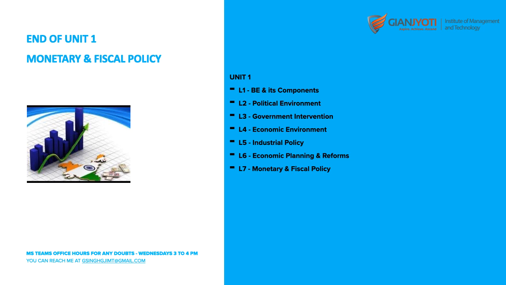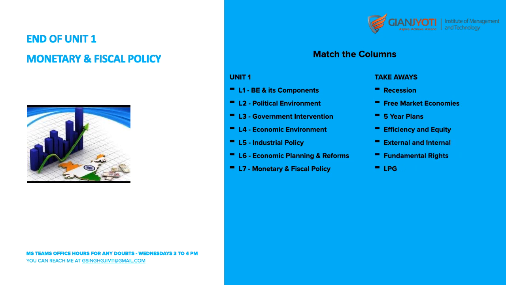Now here is something which you will enjoy doing. These are takeaways from each lesson. There are 7 lessons, so there are 7 takeaways. They are not in the order in which they should be, depending on the lesson. So for lesson 1, which is the takeaway out of the 7 on the right, you have to match. For lesson 2, match. Lesson 3, match. I give you some time to match, like for business environment and its components. Is it recession? Is it free market economics? Is it 5-year plan? Is it efficiency and equity, external and internal, or fundamental rights, or LPG? Please match, and then we'll check the answers.